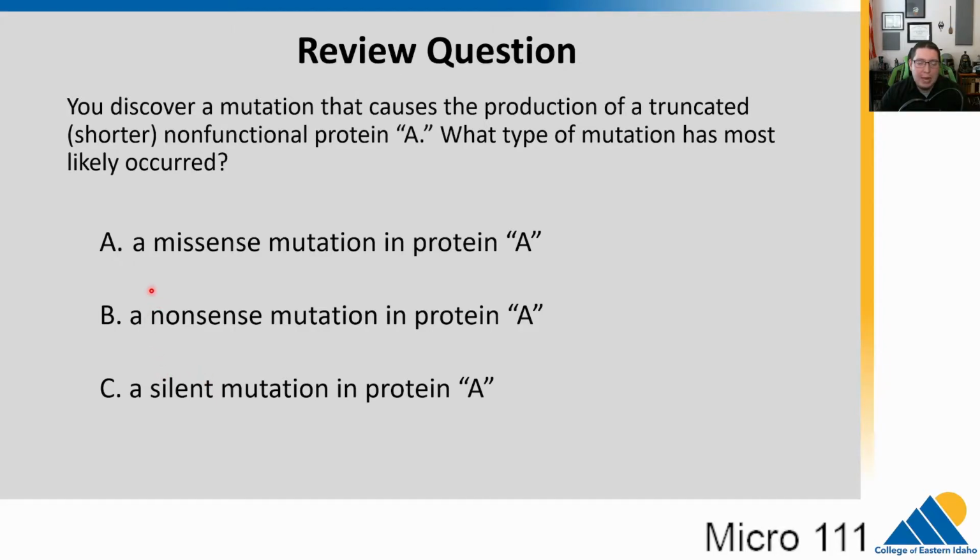So the most likely to cause a non-functional protein that is shorter would be a nonsense mutation. In fact, that's the only one that can make a shorter protein, right? Because that is an early stop codon that makes the protein shorter. A missense might make it non-functional. That's a change in the amino acid sequence, but then again, it might not. It's a little complicated. A silent mutation would not affect the amino acid sequence at all, so it would have no effect. Okay, so the answer is B, a nonsense mutation.